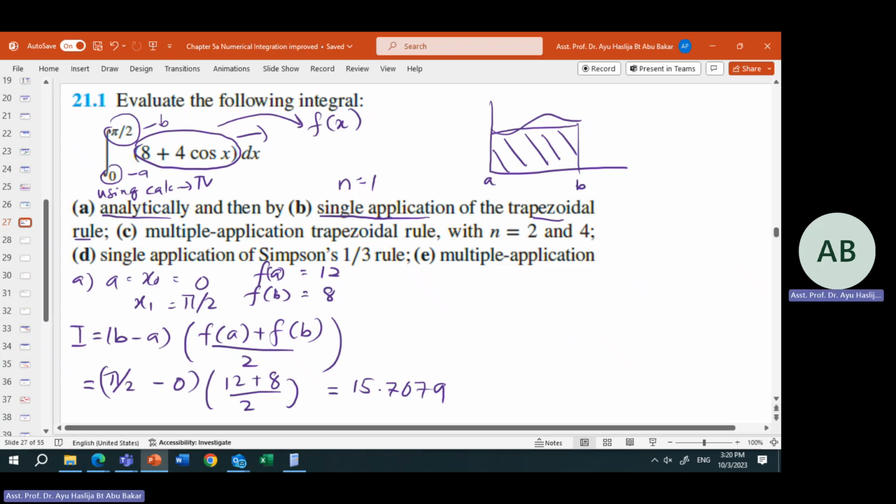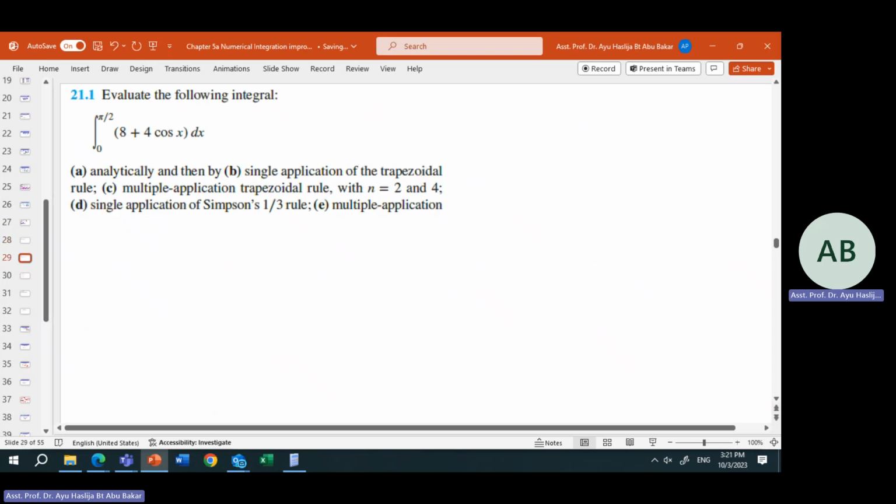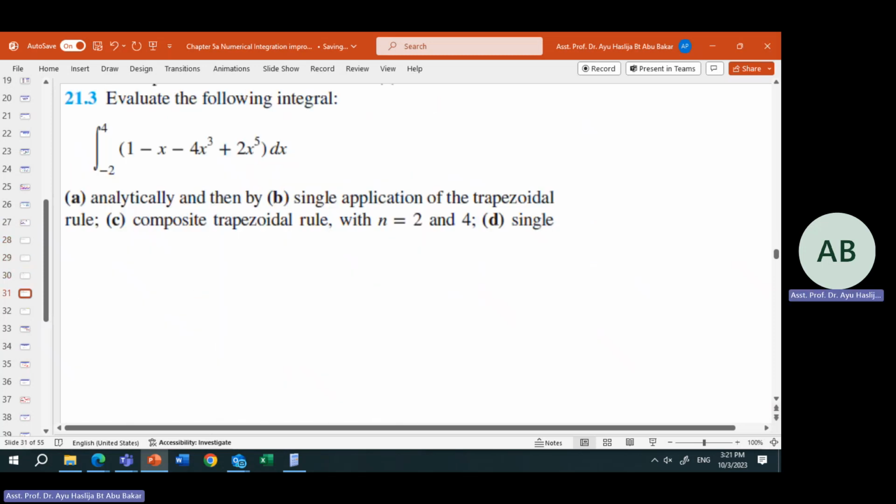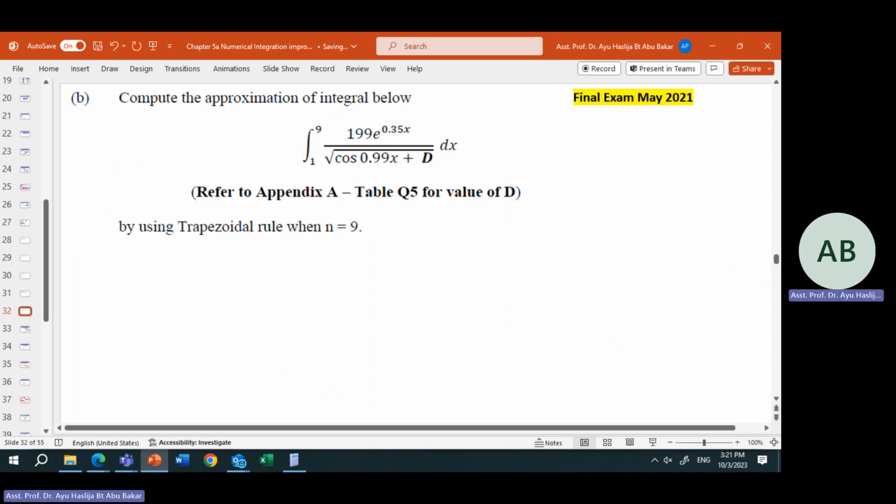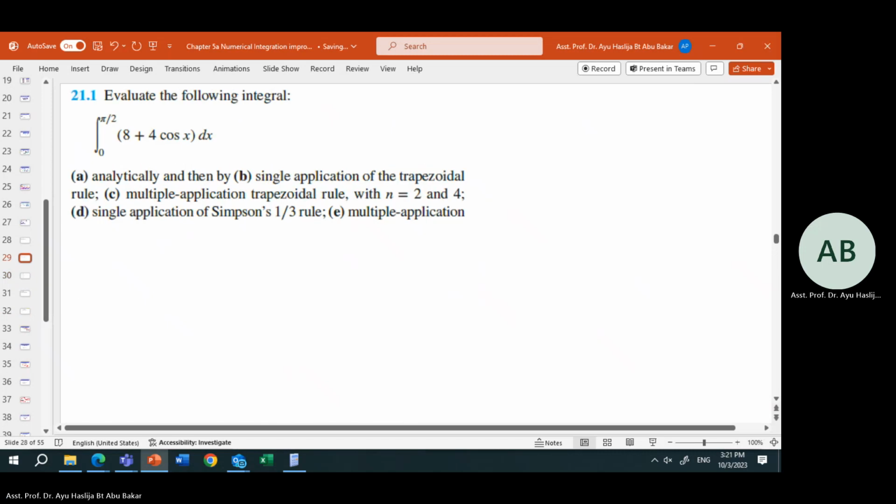Okay, everyone can get it? Ruben, can you catch up? Okay, so tomorrow we will continue on the multiple application. Maybe you can try on your own what you get for multiple. Then I will proceed with the next example. There are a lot more, like this one, final exam May 2021. Tomorrow we will do exercises on this trapezoidal rule. Okay, so that's all for today. Thank you.